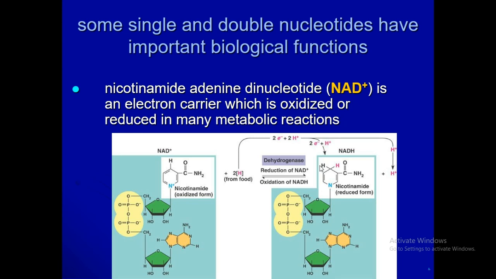Some single and double nucleotides have important biological functions. An example of this is your NAD, which is a vitamin B3 derivative, or niacin derivative. Of course, you know that the function of this NAD plus is to be reduced, to be given electrons, so it becomes NADH, which is the reduced form. So where is the hydrogen placed? The hydrogen is an electron, this is from the food. It is placed there, so there are now two H here. So this is the reduced form. If NADH is oxidized, it becomes NAD+.